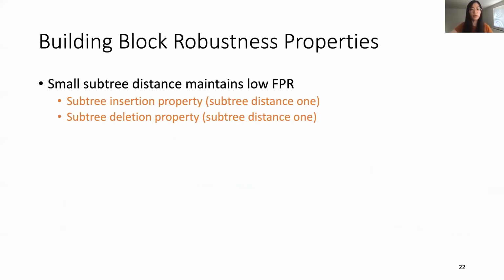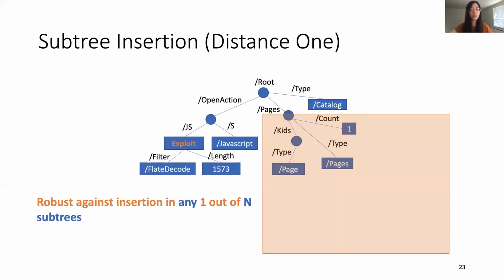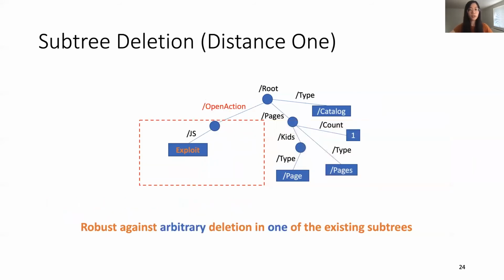In our experiments, we found that training only 2 building block robustness properties can maintain low false positive rate. They are the subtree insertion and deletion properties at distance 1. The subtree insertion property at distance 1 specifies that given a PDF malware, all possible manipulations to the PDF bounded by inserting in an arbitrary subtree under the root do not result in a benign prediction. The subtree deletion property at distance 1 states that given a PDF malware, all possible manipulations to the PDF bounded by deleting within an arbitrary subtree under the root do not result in a benign prediction. Both properties over-approximate potential attacks.